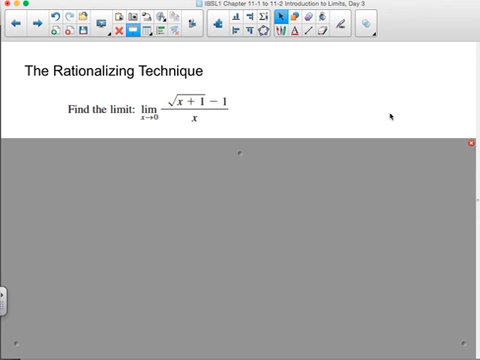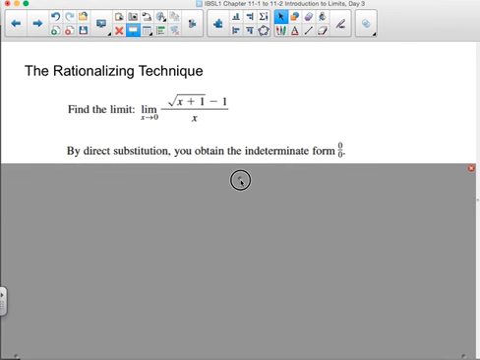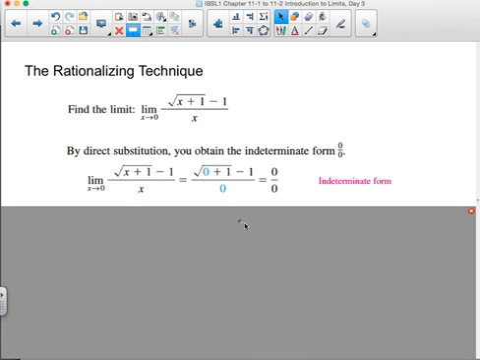Here we want to find the limit as x approaches 0 of the square root of x plus 1 minus 1, all over x. Again, this is an indeterminate form because if we use direct substitution, we would have the square root of 1 minus 1 is 0, and the denominator would also be 0. So that gives us an indeterminate form. So how do we rationalize, and what are we really talking about when we're talking about rationalizing?